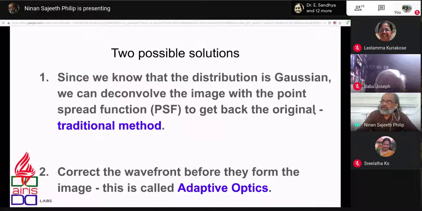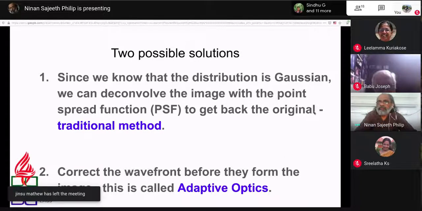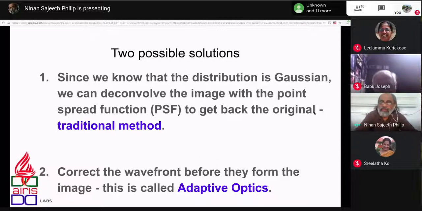Now there are two possible solutions. Since we know that the distribution is Gaussian, we can deconvolve the image with a point spread function, PSF, to get back the original. That is a traditional method that astronomers have been using for a long time. They look for known stars in the sky, check how much they got distorted, and use this information to calibrate all other sources. For a small interval of time, they assume that the sky is stable. In fact, the sky is highly dynamic. It is not stable even for more than 10 milliseconds.